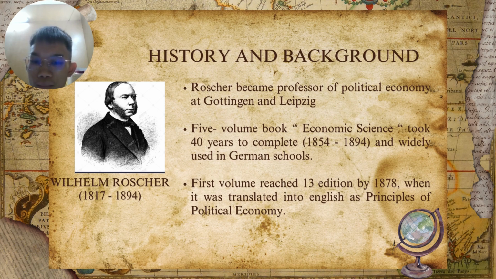Roscher is best known for his five-volume book titled Economic Science, which took him 40 years to complete, from 1854 to 1894. This work became widely used in German schools and was translated into English as Principles of Political Economy.